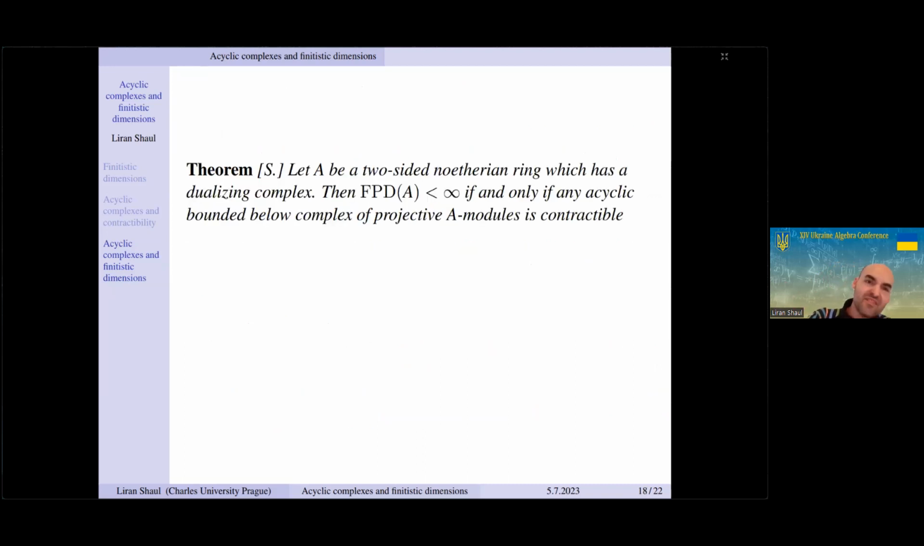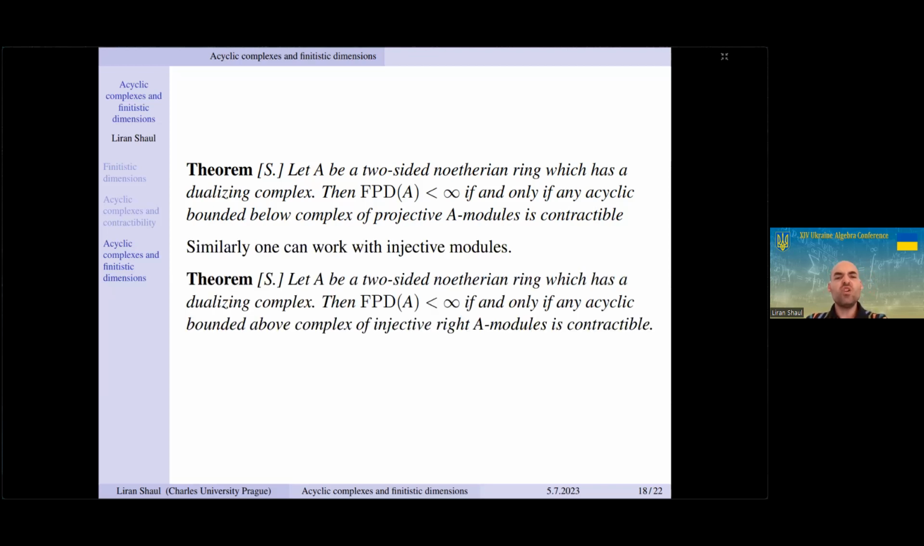And so my first main result that I want to state says that if you have a two-sided Noetherian ring with a dualizing complex, then in fact the question whether the finitistic dimension is finite is equivalent to the question whether any acyclic bounded below complex of projectives is contractible. And you can also do the same with injective modules.